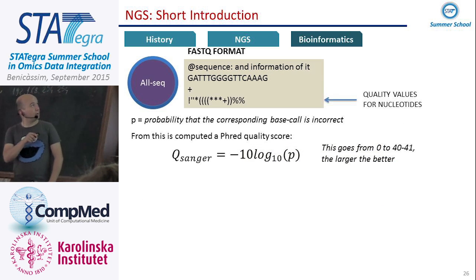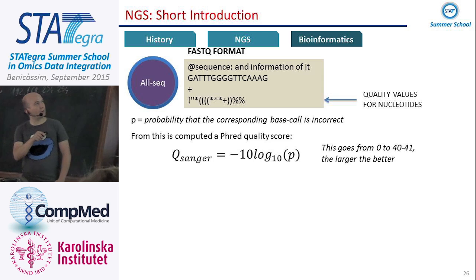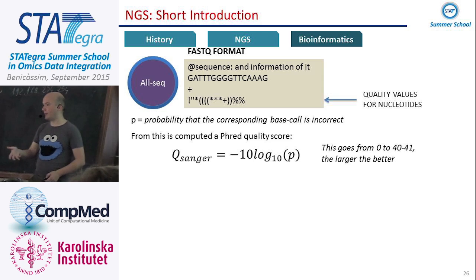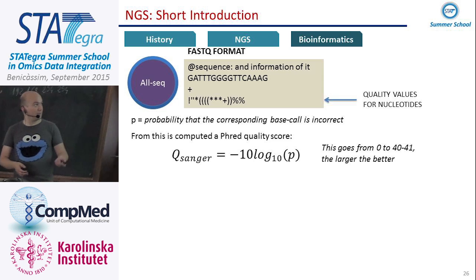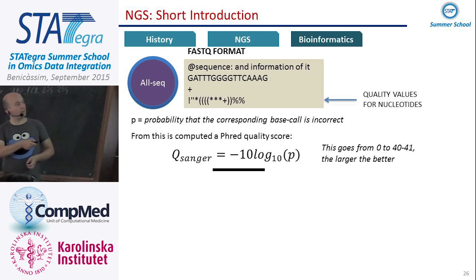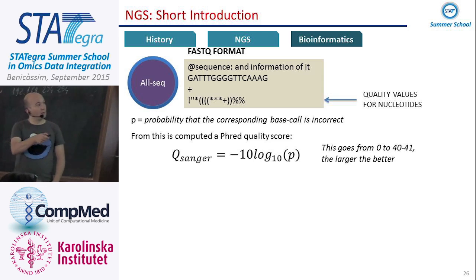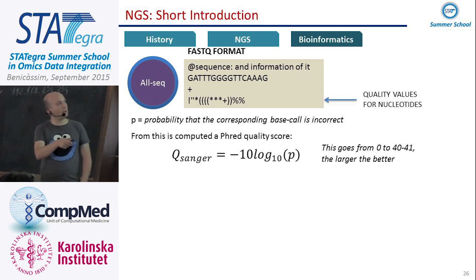Why? First of all, this actually reflects the probability that the corresponding base call is incorrect. Imagine the DNA, well, the DNA, it's always what we're doing. We have 4 nucleotides, so instead of saying the probability that this is a real T, let's say the probability that this is not a T, it's anything but a T. If we take -10 times the log 10 of this probability, we get a score. The higher the score, the better, right? And this usually goes from 0 to 41, and the larger the better.